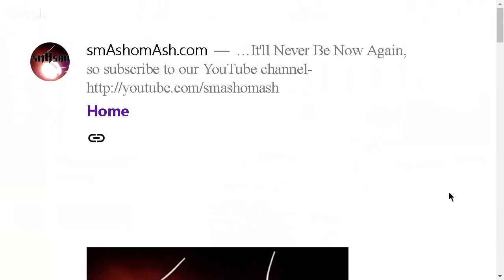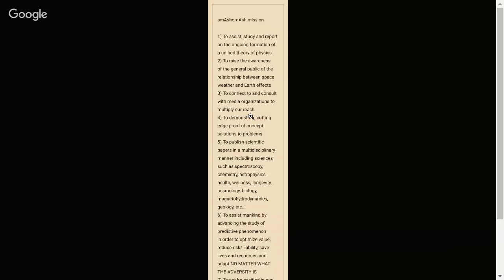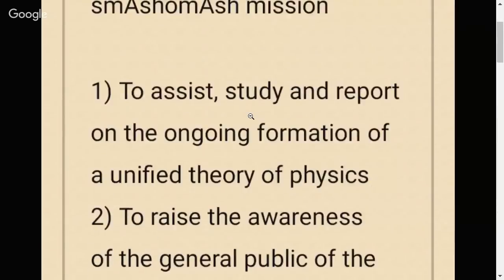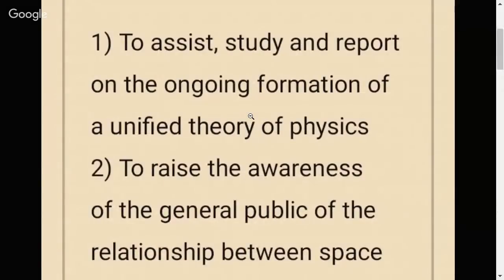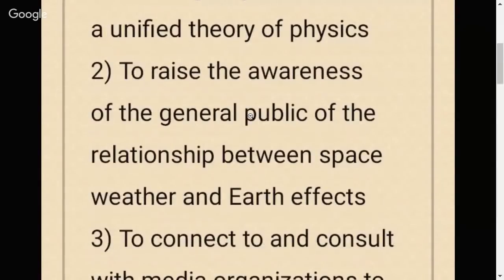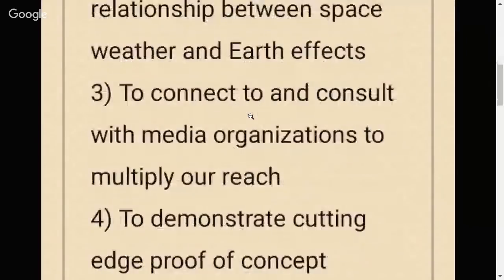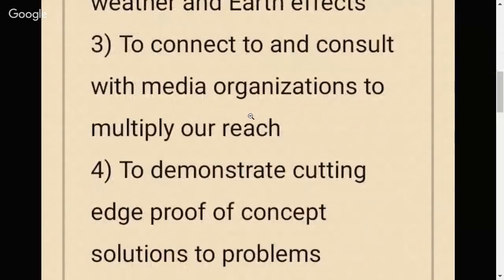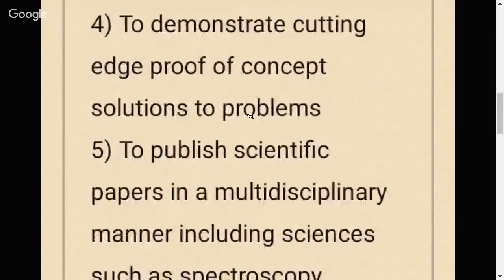There's smAsho.org. And here's the mission. It's to assist, study, and report the ongoing formation of unified theory of physics, to raise the awareness of the general public of the relationship between space, weather, and Earth effects, to connect and consult with media organizations to multiply our reach, to demonstrate cutting-edge proof of concept solutions to problems.